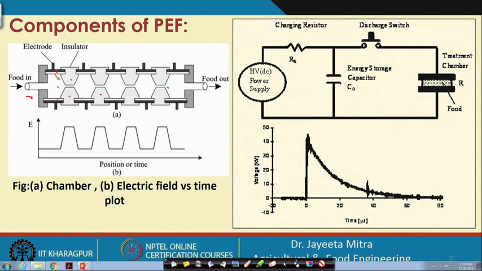So, what happens is that each time the food is exposed to this electrode, a pulse is generated and the pulse goes through the food material. The oscilloscope that we have in the system will observe what kind of curve is generated, what kind of pulse is generated. The figure A shows the chamber, and figure B shows the electric field versus time plot.